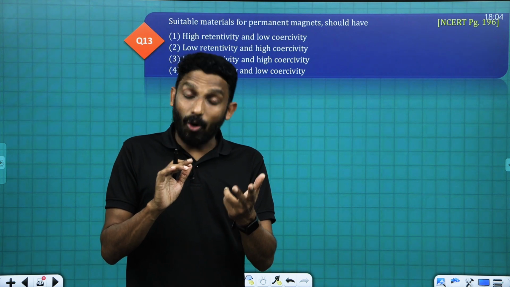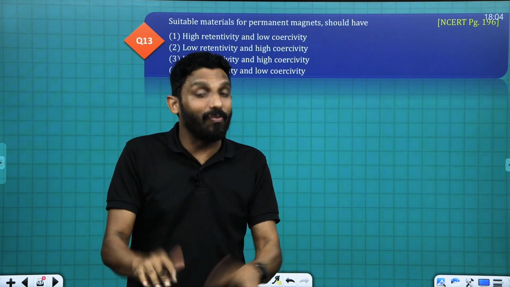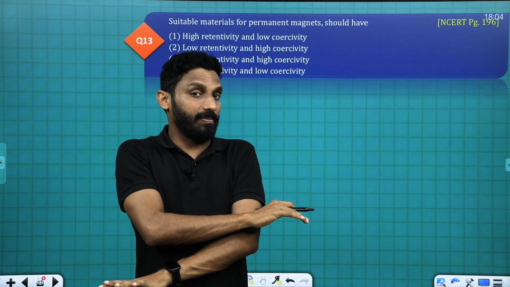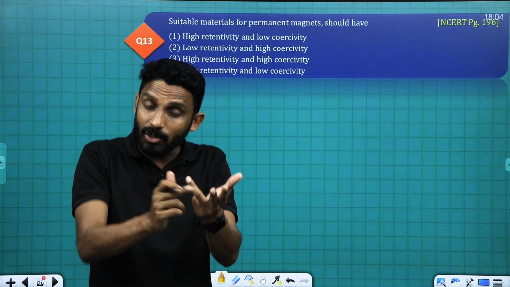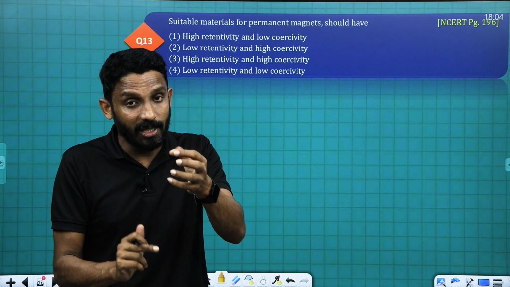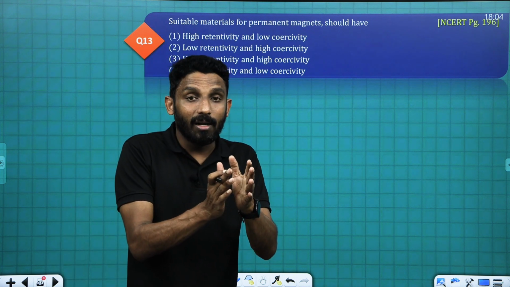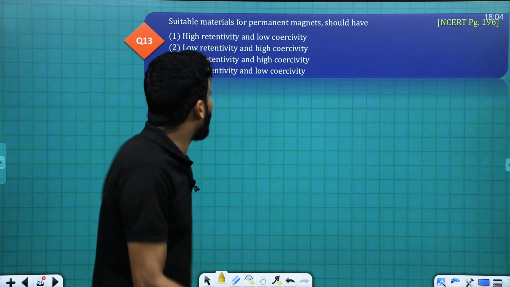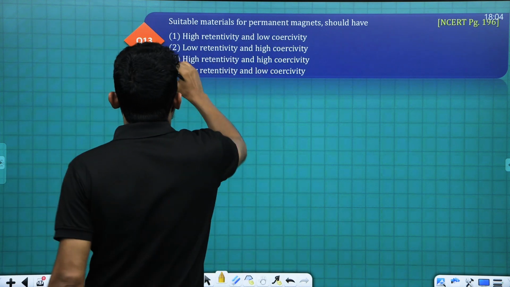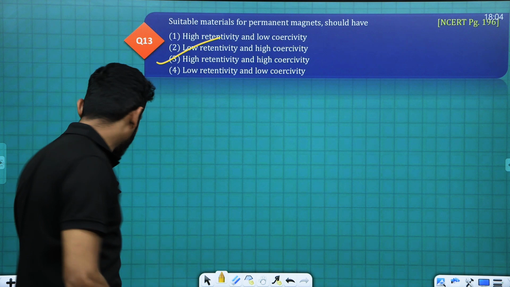The opposite intensity we should apply should also be very high. Then only it is nullified. So the coercivity should be high, retentivity should be high. That is the quality of the material which we select as a permanent magnet. High retentivity and high coercivity, option 3.